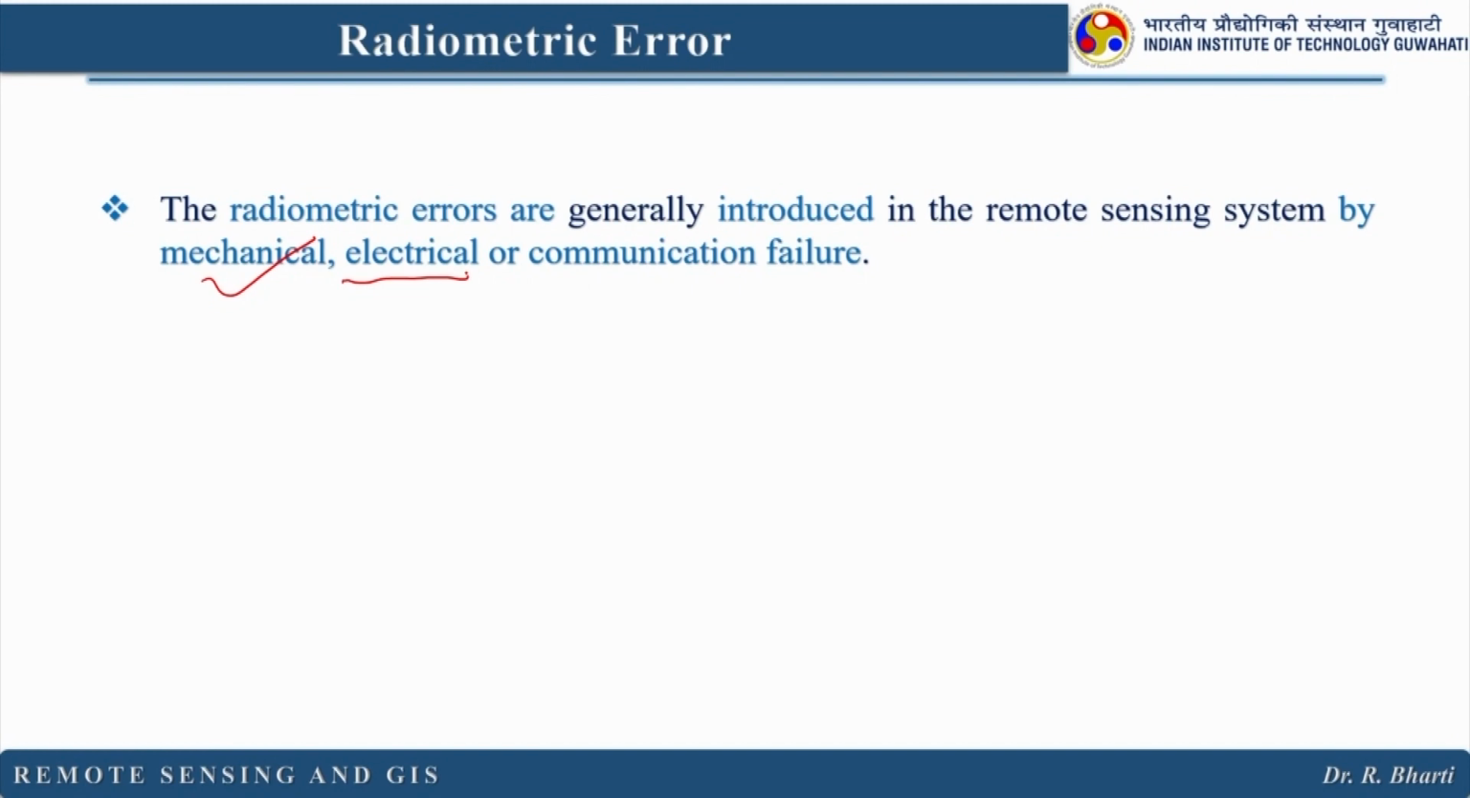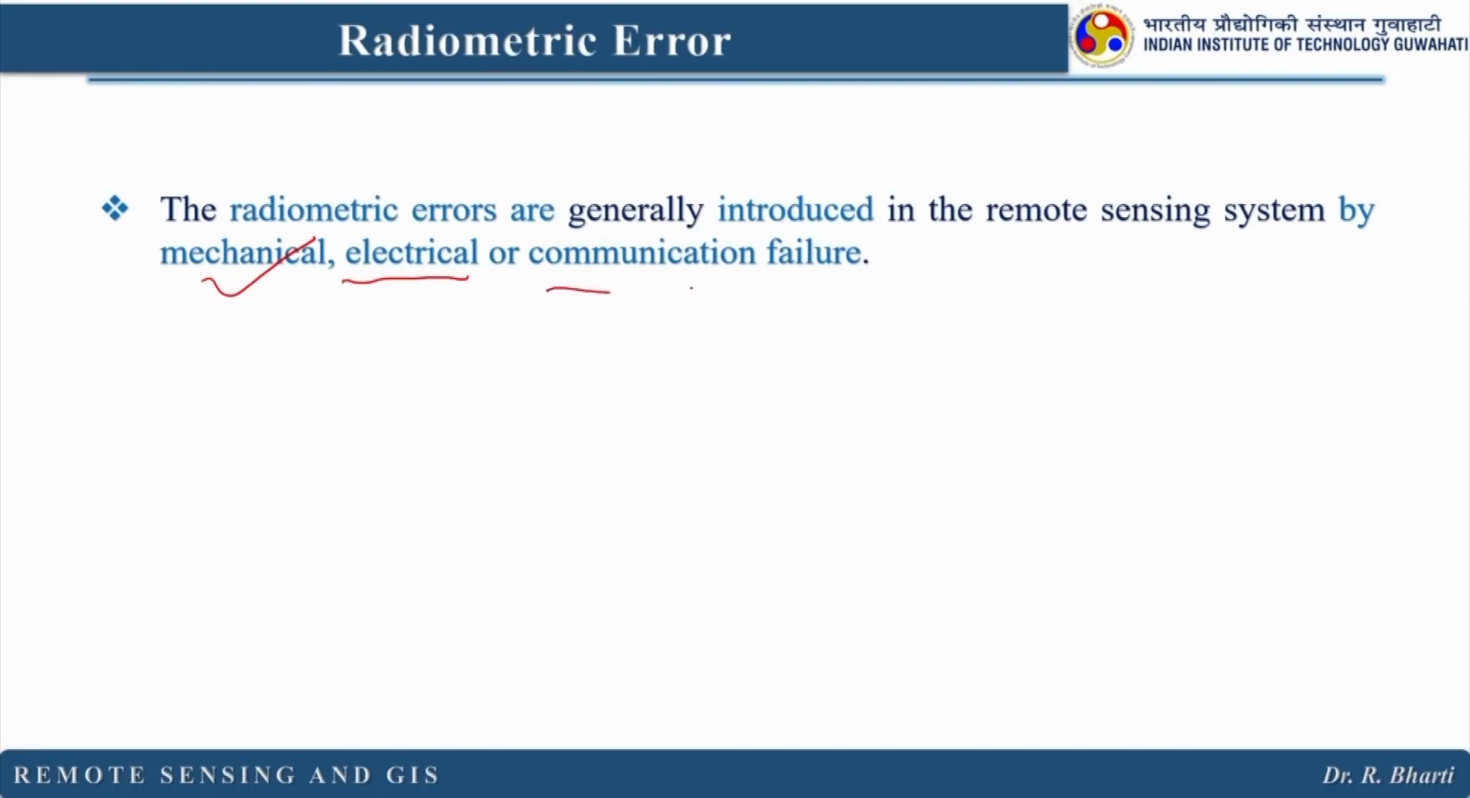Then electrical, like if there is a power failure for a fraction of a second, or maybe only for a particular detector there was a power failure, then this may cause your image error, right. Then next is communication failure.